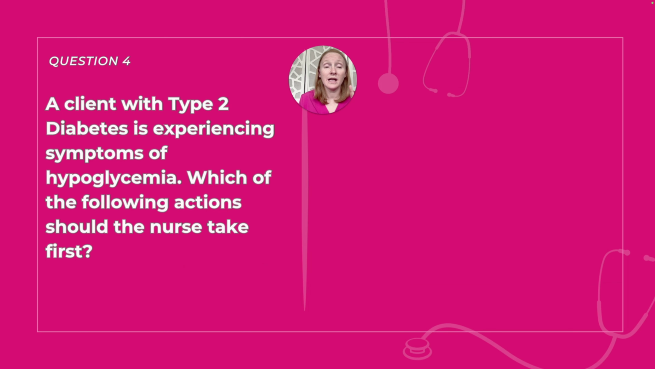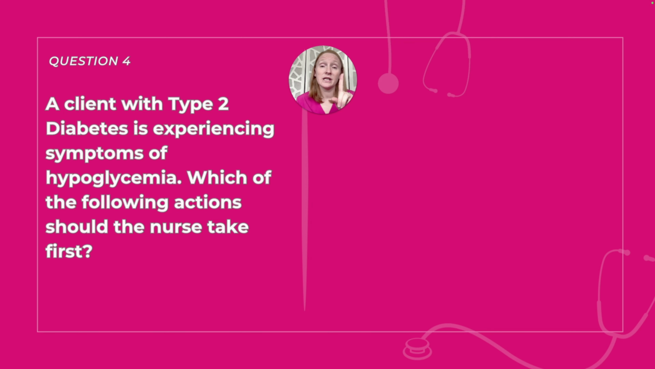Question number 4. A client with type 2 diabetes is experiencing symptoms of hypoglycemia. Which of the following actions should the nurse take first? What do we need to know to answer this question? We need to know what causes hypoglycemia. You're probably jumping in saying, no, Nicole, I just need to know what the symptoms are. If you memorize them, maybe you'll get this right, maybe you won't. How is that going to help you prioritize the nursing actions?